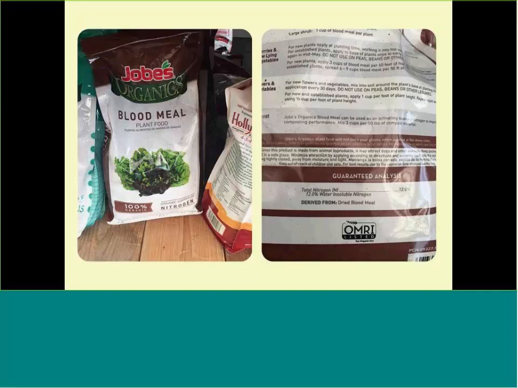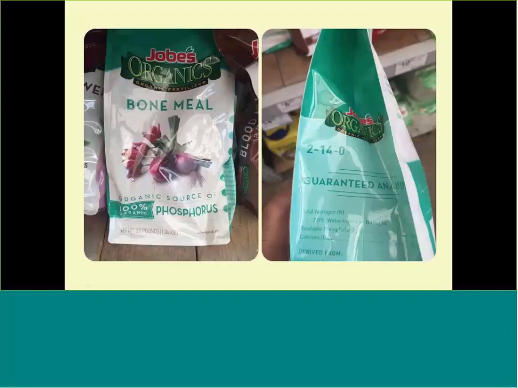Here is bone meal. It's a pure source of phosphorus. Well, this has a little bit of nitrogen, but look how the phosphorus is very high. So I would use that also as a starter fertilizer because it's 2-14-0.